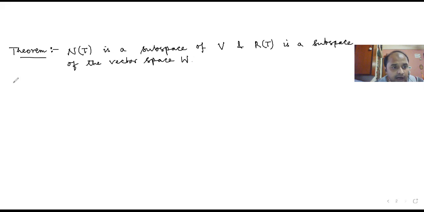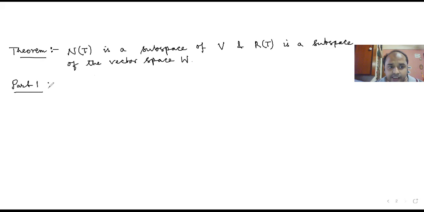So part 1, I'm actually doing this particular problem also keeping in mind that it will be a good practice. Probably you have forgotten how to show a particular subset to be a subspace. So therefore it will be a kind of reminder to you.